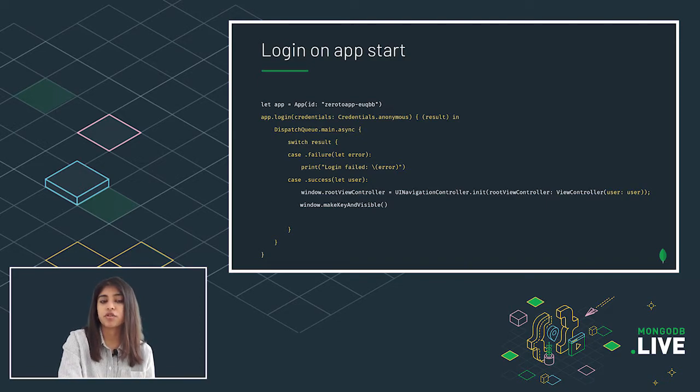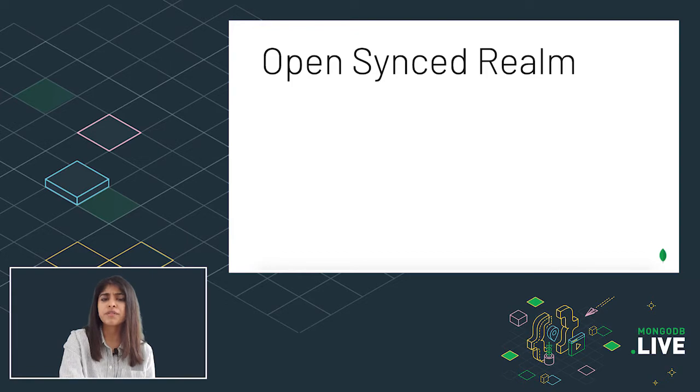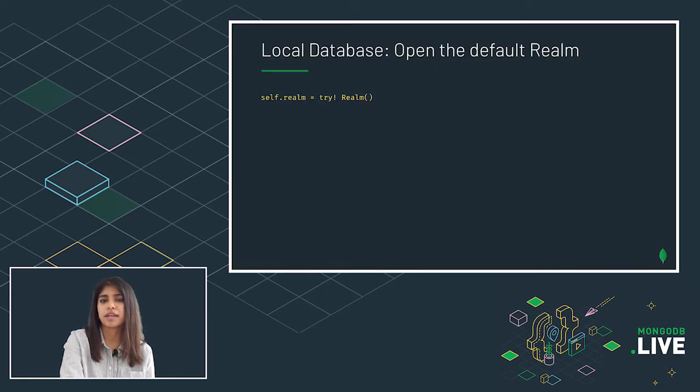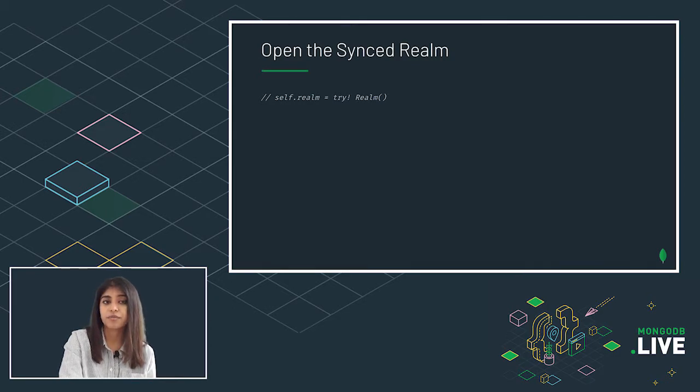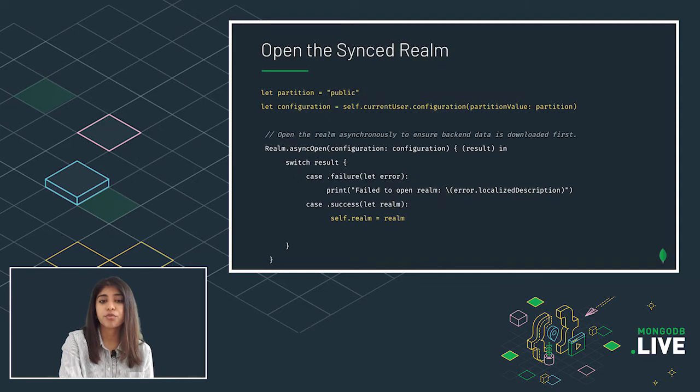Now it's time to open our synced Realm. Previously, we had opened our default Realm by initializing it in our view controller class. So we'll need to change this so data is now stored in a Realm database that can actually sync to the cloud. We can do this by changing the reference to the Realm database from a local realm to a synced realm by using the following async open syntax and passing in a configuration with the partition and the current user.